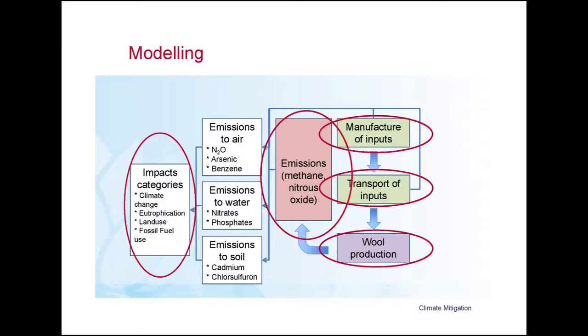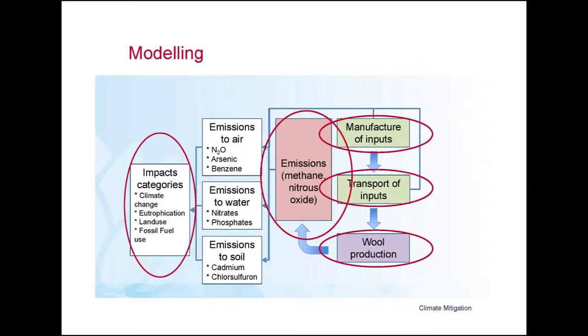And then we end up with what we call impact categories. There are multiple impact categories that you can look at. Climate change, which is greenhouse gases, eutrophication, which is release of nutrients into water, which will cause algal blooms, things like that. Oil use, fossil fuel use, but also land use. How much land does it take to actually produce this?